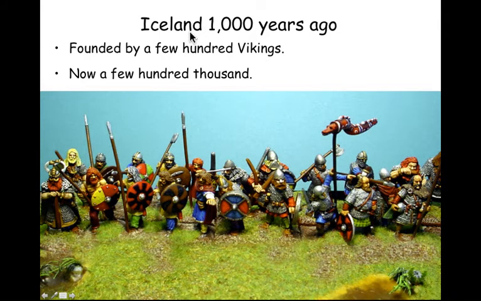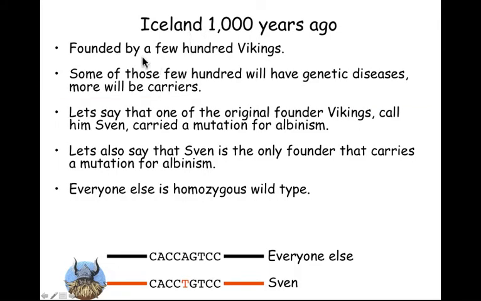They started with a very small number of people, and now there's a few 100,000 people that live in Iceland. Because not too many people move in or out of Iceland, most of the people that currently exist there are descendants of those Vikings. So when you think about that first population of a few hundred individuals, some of them will carry genetic diseases, just like anybody does. And most will be carriers, so they won't actually be showing the diseases, they won't be homozygous, they'll just be carriers.